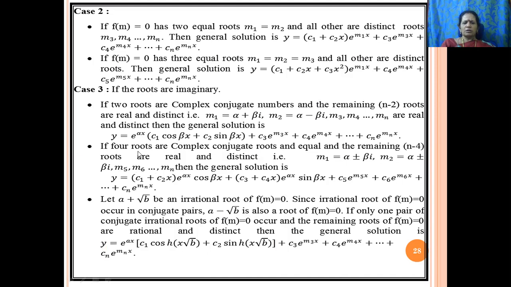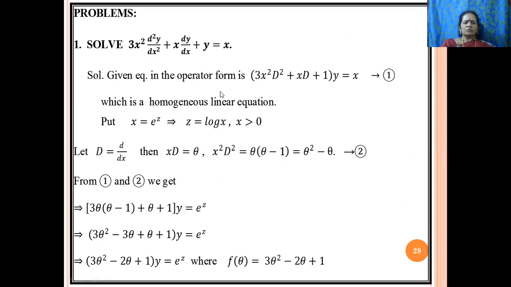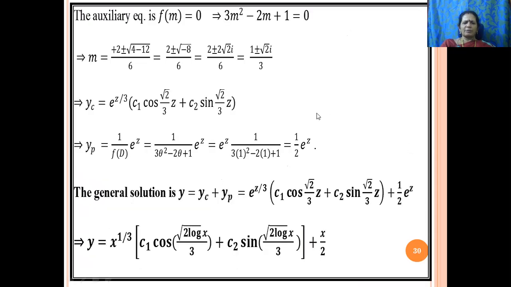Suppose the four roots are complex roots, and the remaining are real roots; we should write like this, right? So imagine irrational roots. If we get irrational roots, then we have to write some irrational roots and some real roots like this using the hyperbolic function, right? So see the problems: Cauchy equation, convert to the Cauchy form, and we will get the complementary function.